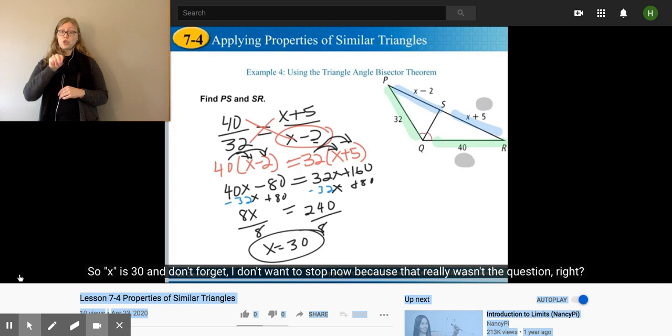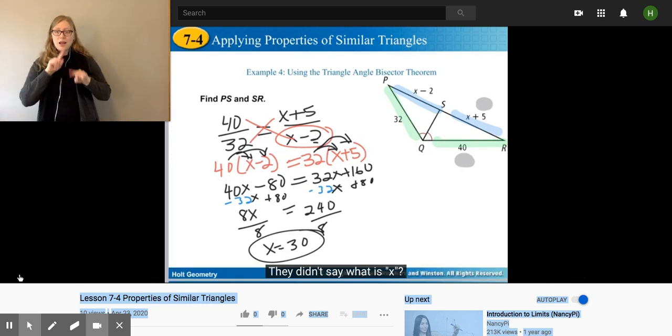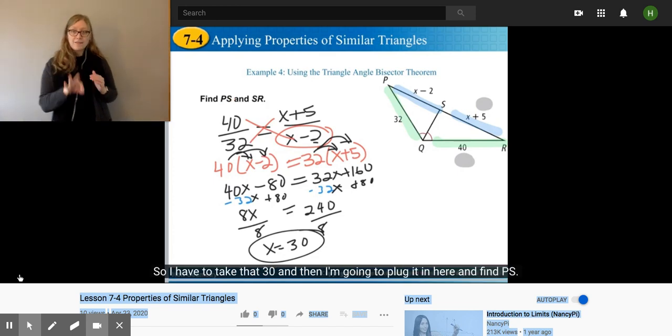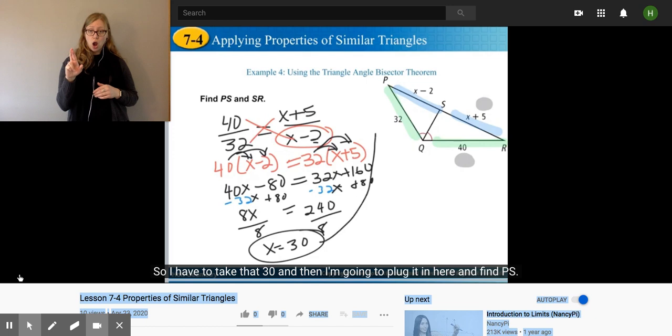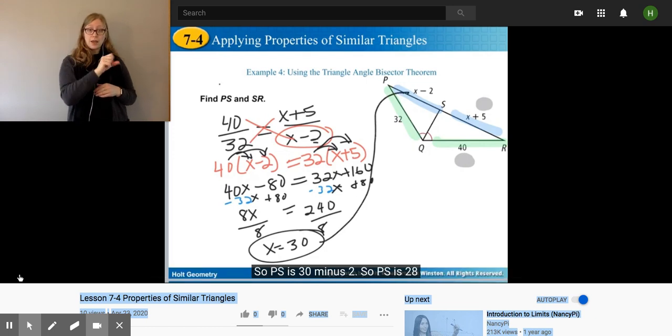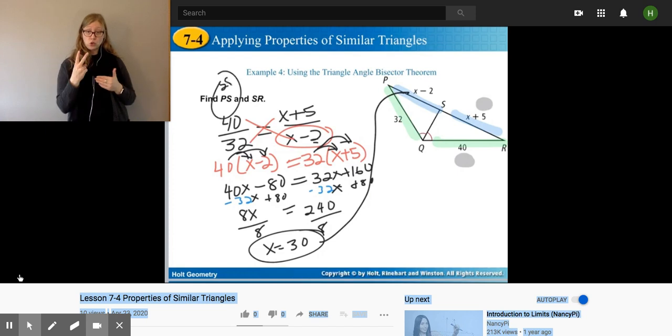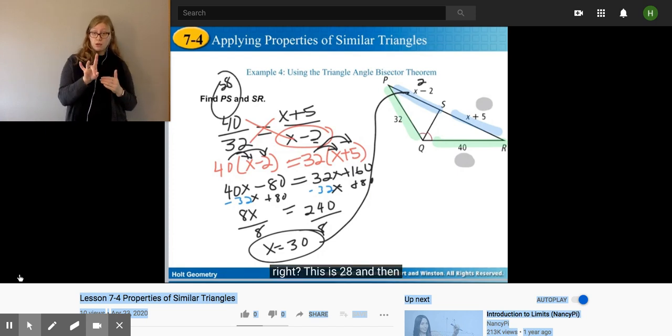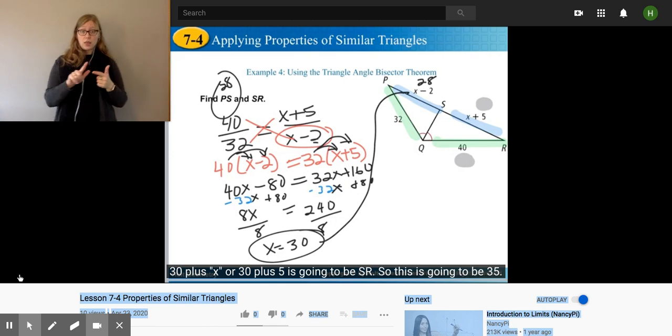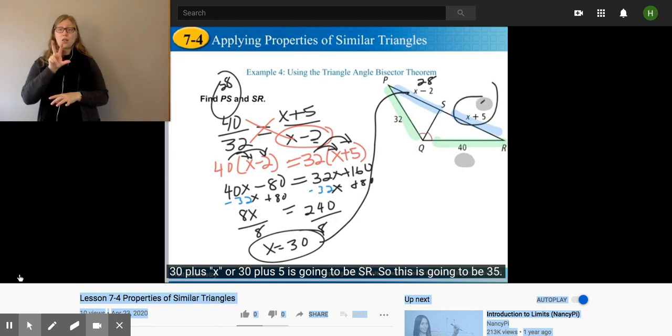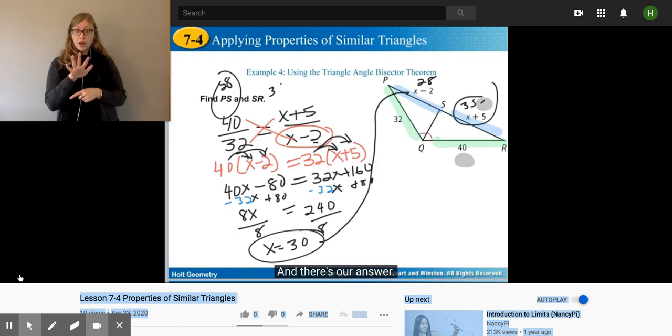And don't forget, I don't want to stop now because that really wasn't the question. They didn't say what is x. They said find PS and SR. So I have to take that 30 and plug it in here and find PS. PS is 30 minus 2, so PS is 28. And 30 plus 5 is going to be SR, so this is going to be 35. And there's our answer.